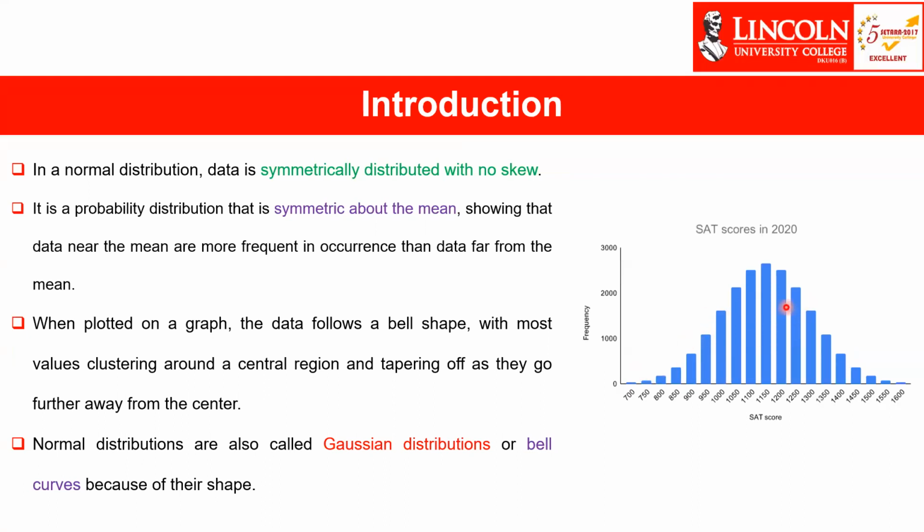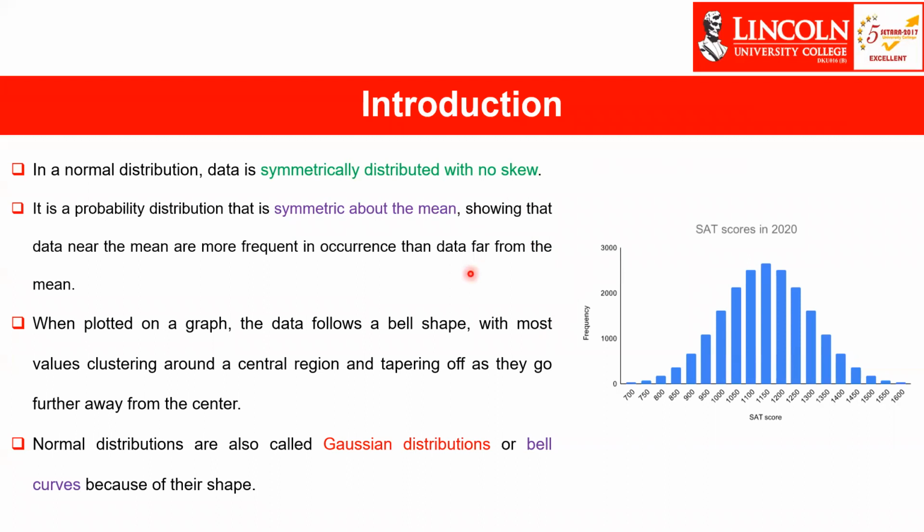Now, it is a probability distribution that is symmetric about the mean, showing that data near the mean are more frequent in occurrence than data far from the mean. The mean is always at the middle. We're going to see more about this shortly. When plotted on the graph, the data follows a bell shape, with most values clustering around a central region and tapering off as they go further away from the center. Normal distributions are called Gaussian distributions or bell curves because of their shape.